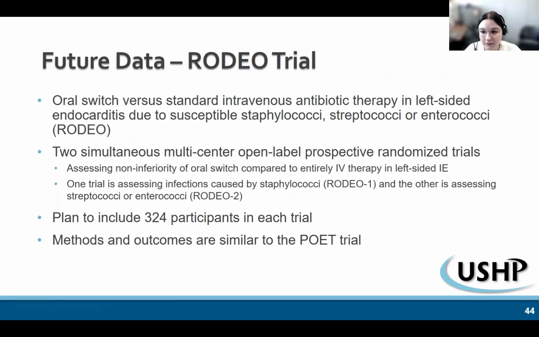On the horizon for infective endocarditis research, the RODEO trial, which will evaluate the use of oral switch levofloxacin and rifampin after 10 days of IV therapy for infective endocarditis, may offer support to the efficacy of a fluoroquinolone plus rifampin strategy. This trial really does mirror the POET trial. The methods and outcomes are very similar, and this trial may offer a little bit more applicable research for us as far as using levofloxacin for those staph infections rather than an aminopenicillin, as the POET trial did.